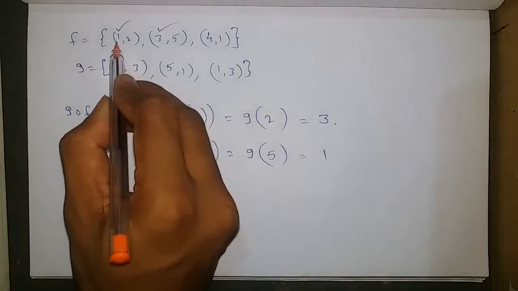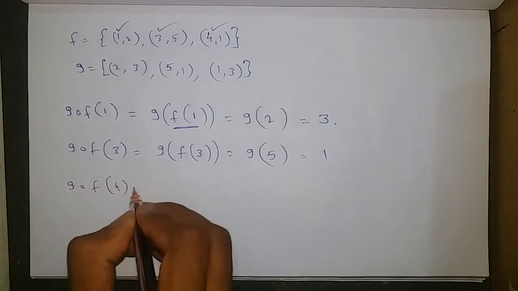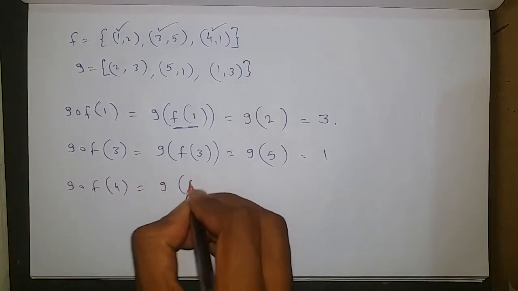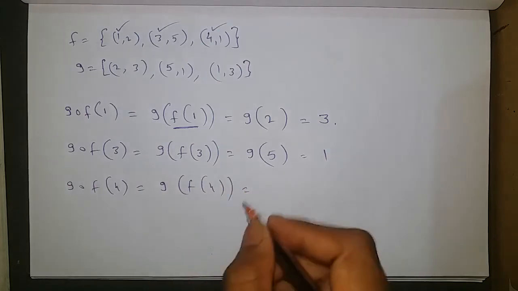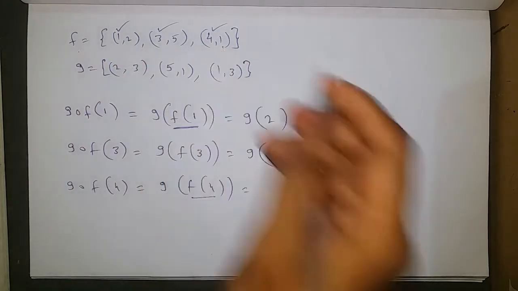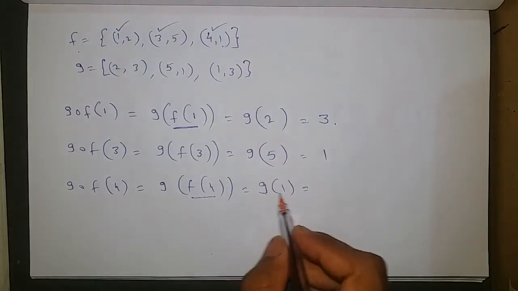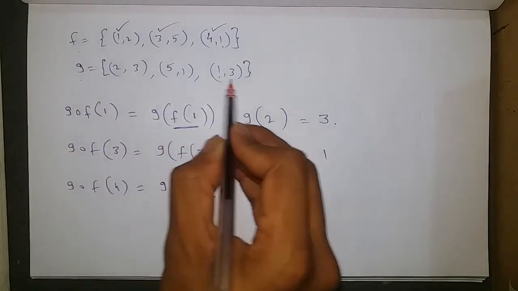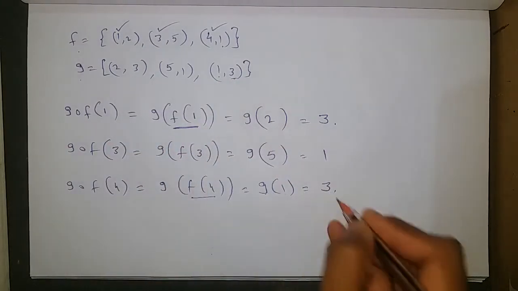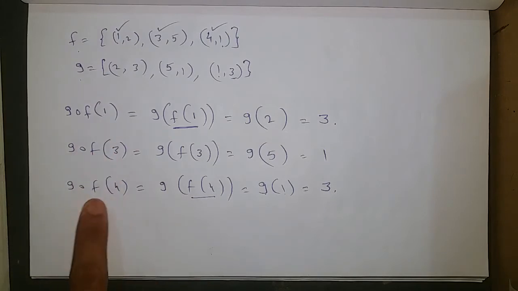Next, 1 completed, 3 completed. Now come to the 4. So g of f of 4: f of 4 is nothing but 1. So we will get g of 1. What is g of 1? g of 1 is nothing but 3. So this is g of f of 1, g of f of 3 and g of f of 4.